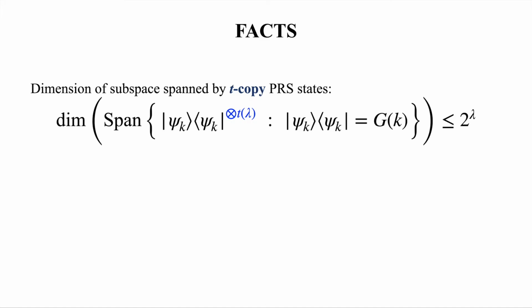Okay, so let's look at the space spanned by all the t-copy PRS states, and let's look at the dimension of this. I claim that the dimension of this subspace is at most 2 to the lambda. Why is this? This is because there are only 2 to the lambda possible keys k, and thus the dimension can be at most 2 to the lambda.